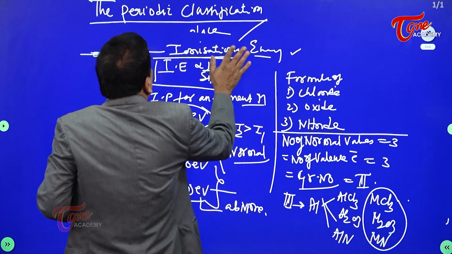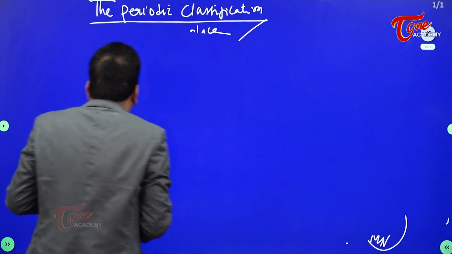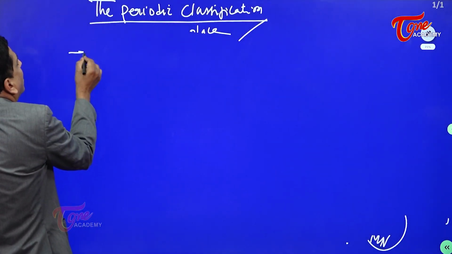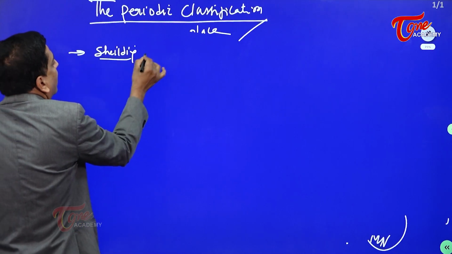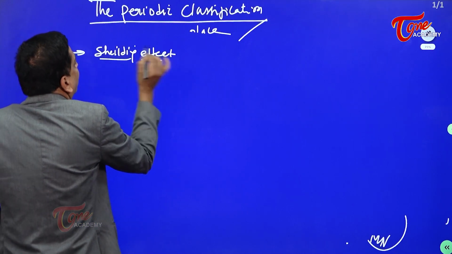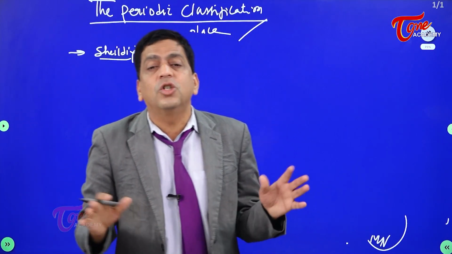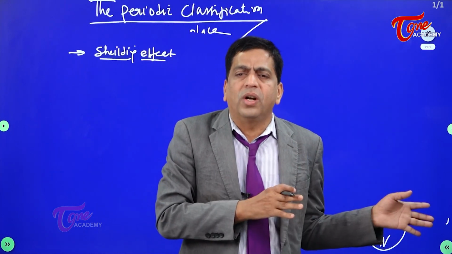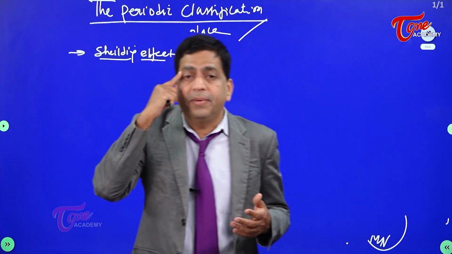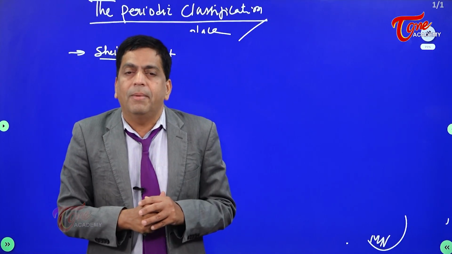And coming to the third important point, observe carefully here, and remember the shielding effect. The shielding effect is one of the factors which influences ionization potential. And it has its own applications. Each application is a question in the exam which we would like to discuss. Remember, what is shielding effect?